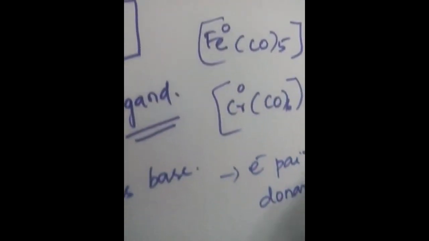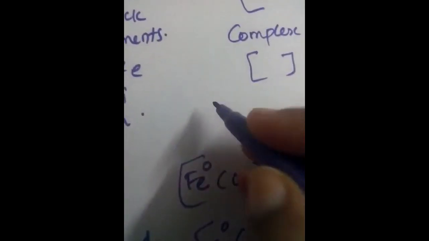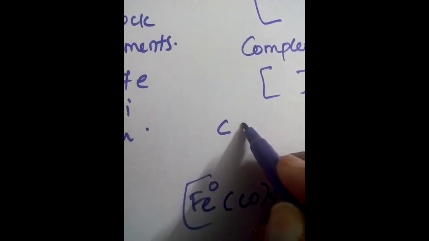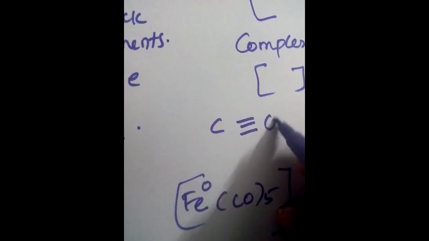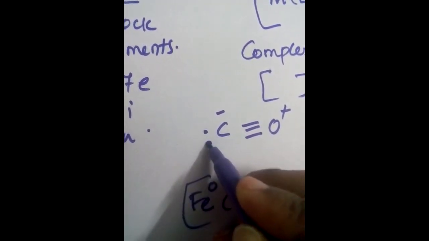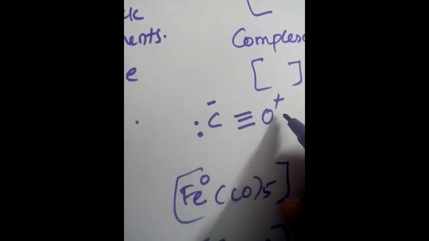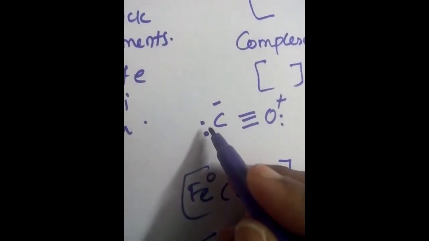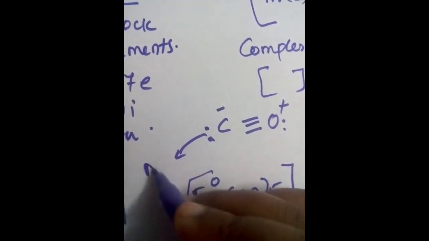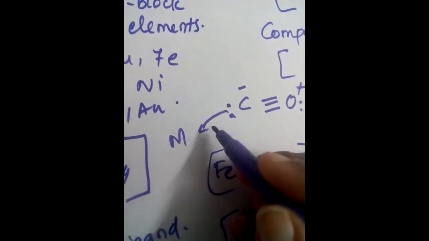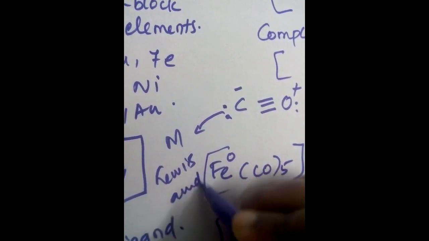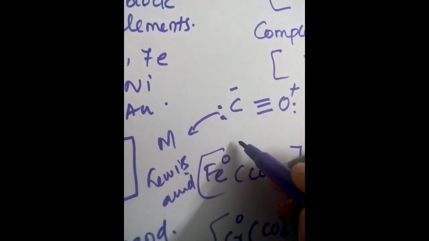Why does this carbon monoxide donate a pair of electrons? You know the structure of carbon monoxide. You studied last year C triple bond O, where oxygen carries plus and carbon carries minus. So here this carbon has one lone pair of electrons, and this oxygen also has one lone pair of electrons. This carbon, as it has a lone pair of electrons, will donate it to the metal atom, which is electron deficient. The electron pair acceptors are called Lewis acids. The electron pair donors are called Lewis bases.